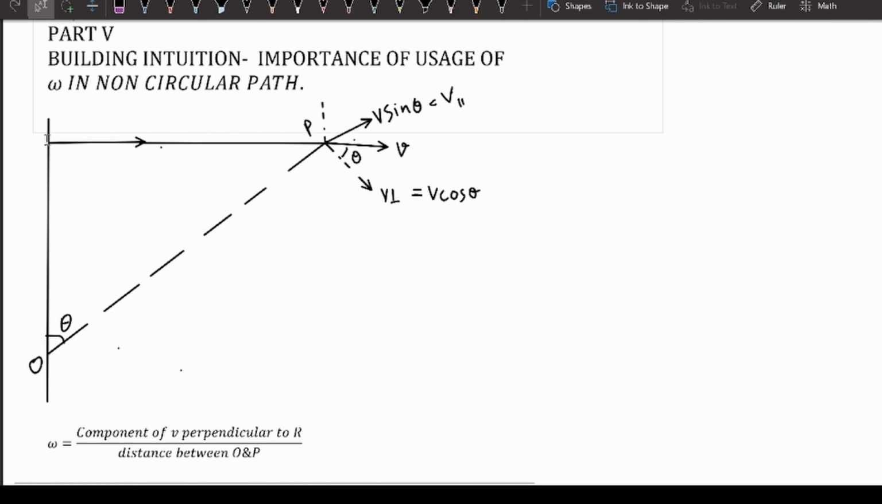So what happens is, let's say I have O as the observer and P as the particle. If I imagine this as a circular motion, with omega, I can use the circular motion concept here. I can simply solve this question and any question related to this format.